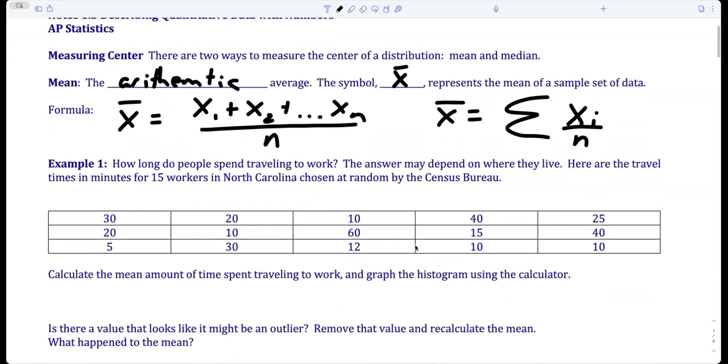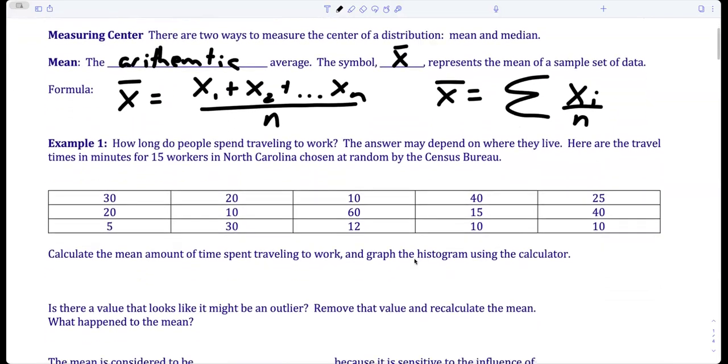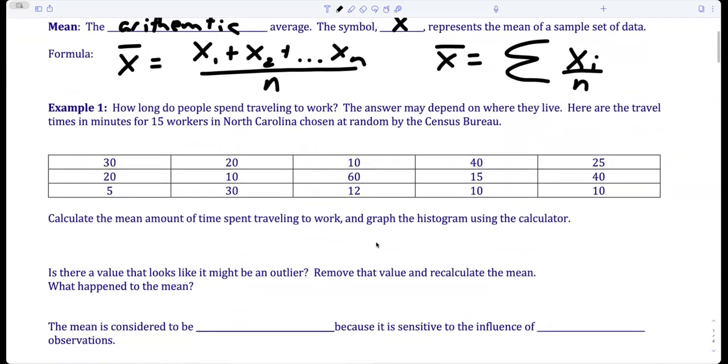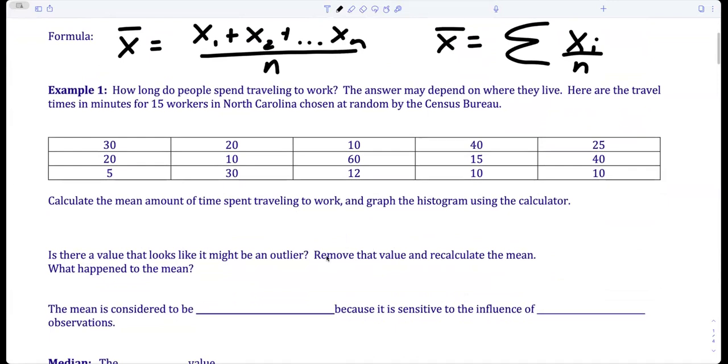Example 1 says, how long do people spend traveling to work? The answer may depend on where they live. Here are the travel times in minutes for 15 workers in North Carolina, chosen at random by the Census Bureau. Calculate the mean amount of time spent traveling to work and graph the histogram using the calculator. Tell you what, we're gonna skip that for right now for the sake of time. Just go ahead and calculate the mean for me using your calculator.